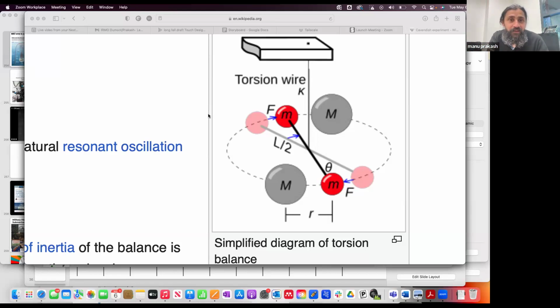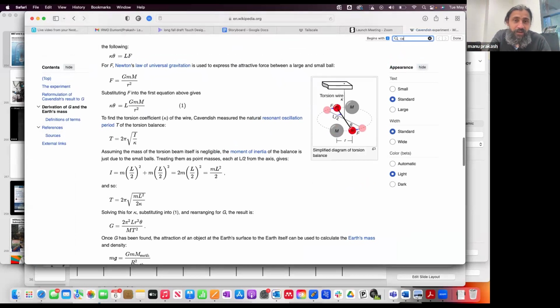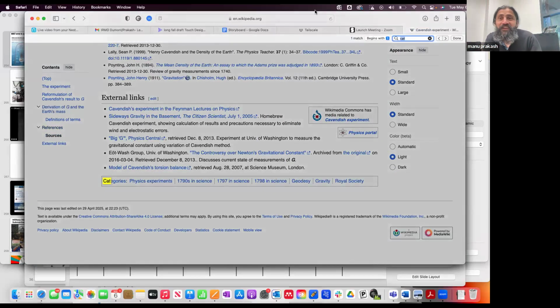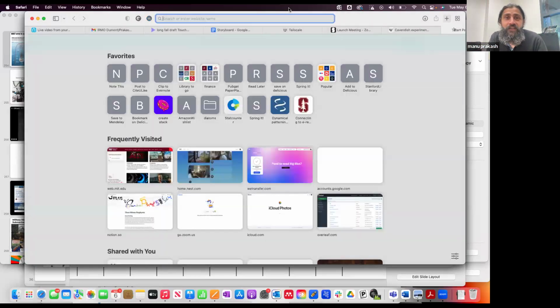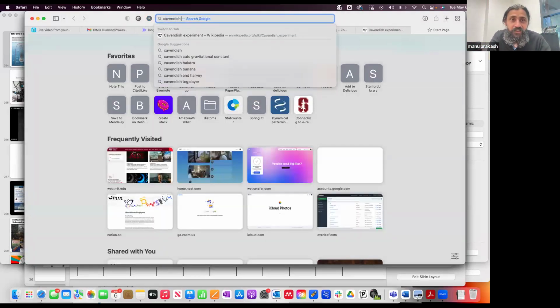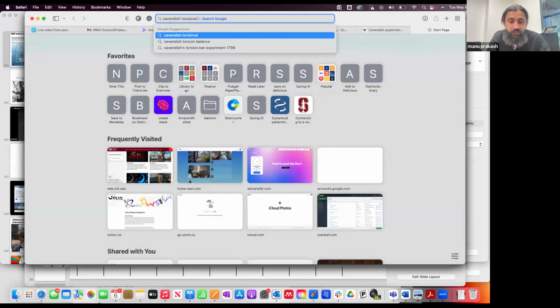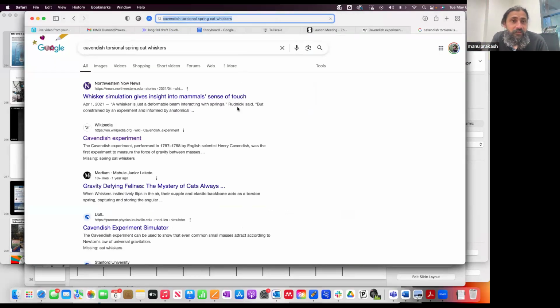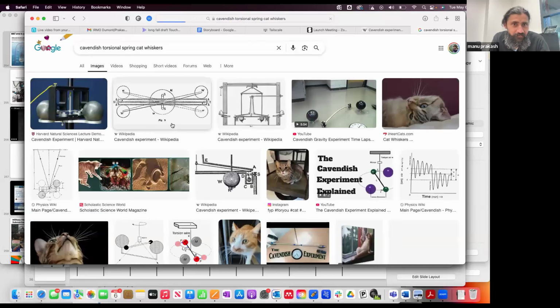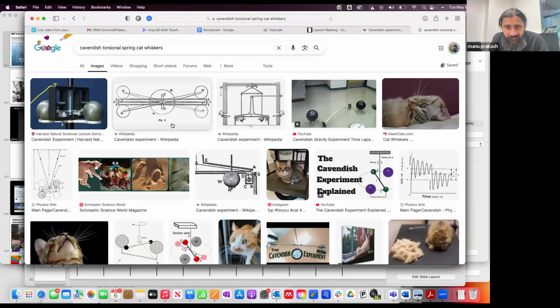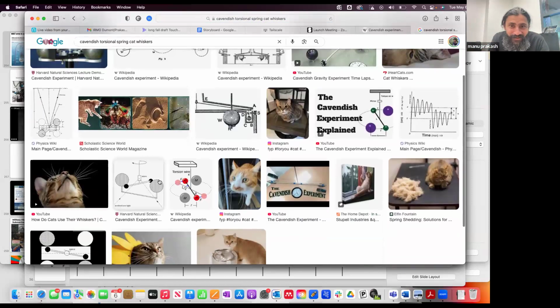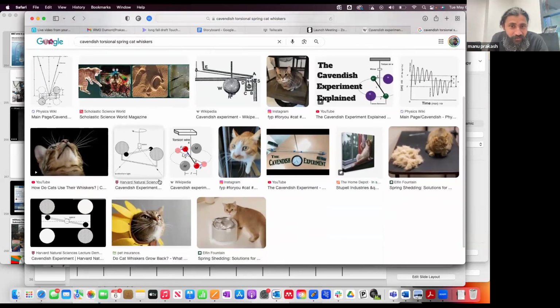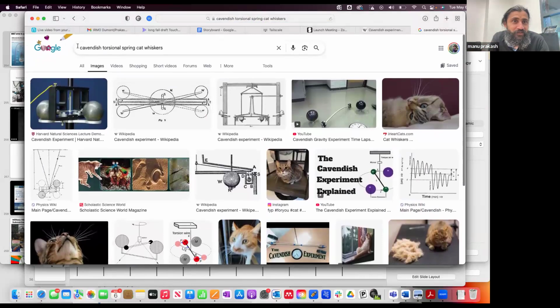So I'm actually surprised that the word cat is not mentioned here, and I'm hoping I'm not joking. Let's see. Cavendish torsional spring cat whiskers. Oh, come on. It wasn't in a dream or something, right? I could have dreamed it. I really believe that a cat whisker was the first torsional spring that was used.